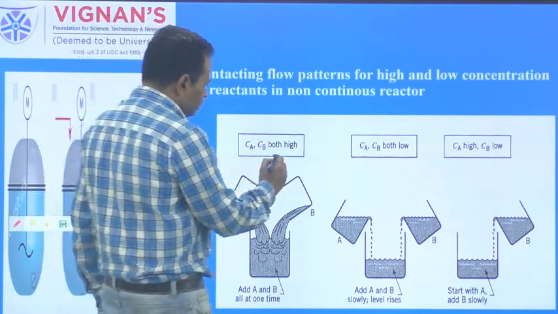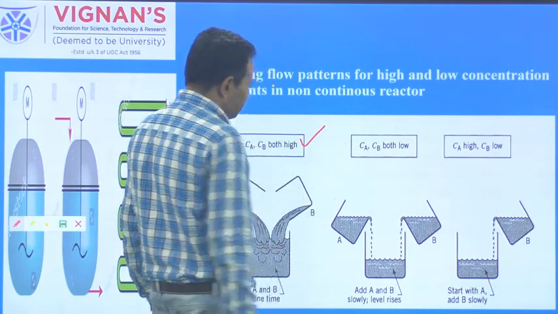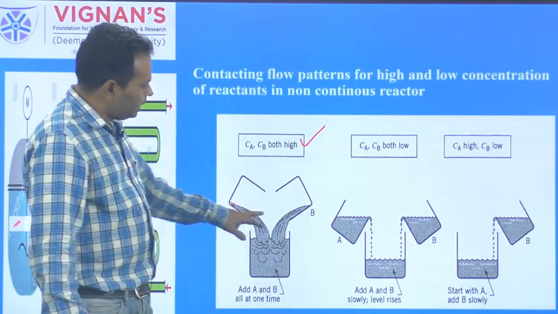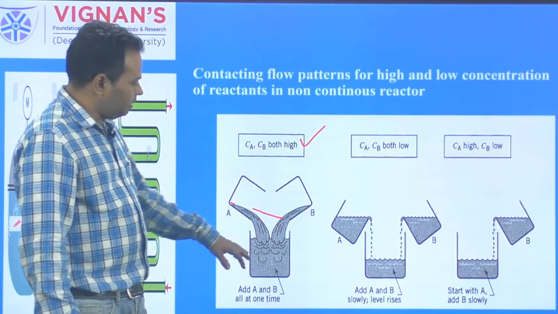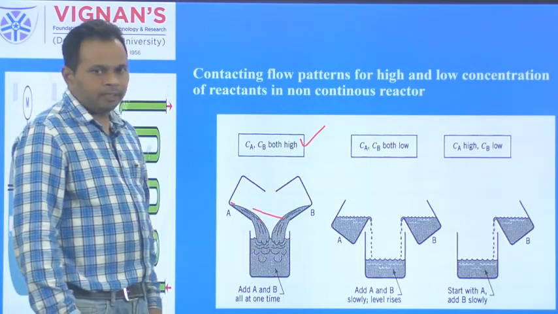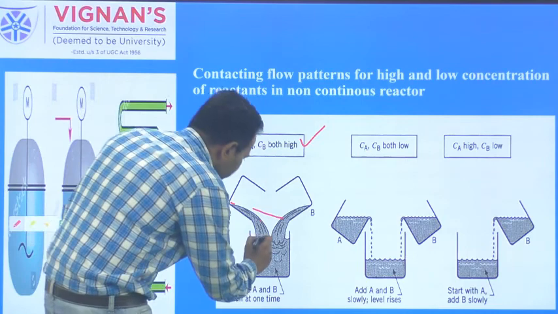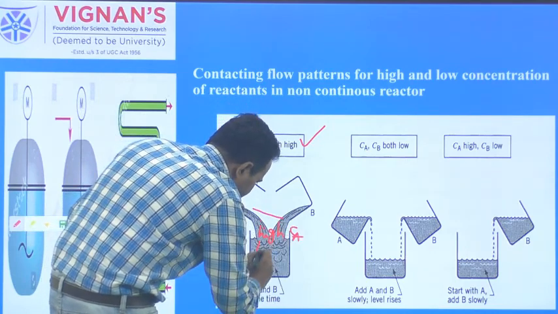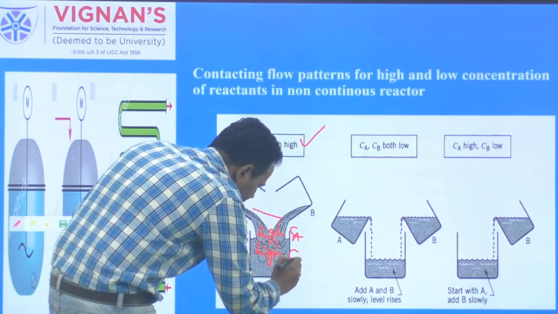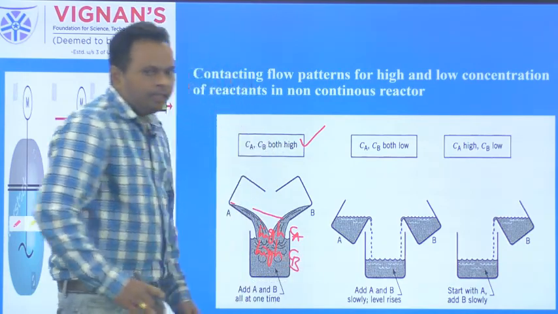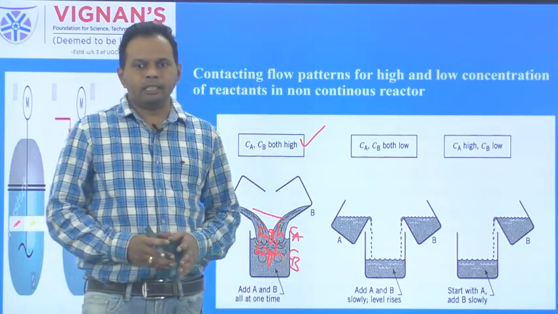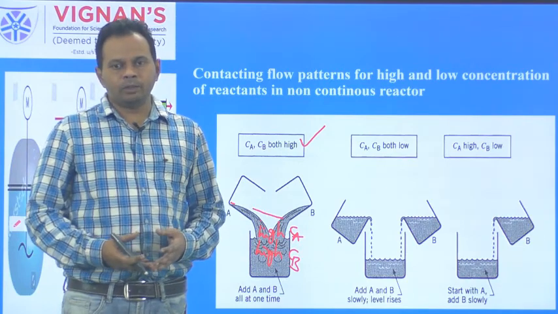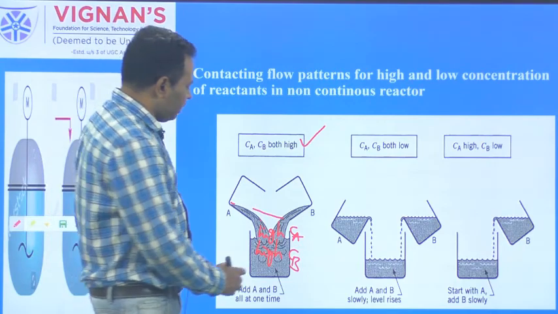To maintain both Ca and Cb high within the batch reactor, we need to take the empty reactor and add A and B fast together into the empty reactor with a high flow rate, so that we can maintain high Ca and high Cb within the reactor.